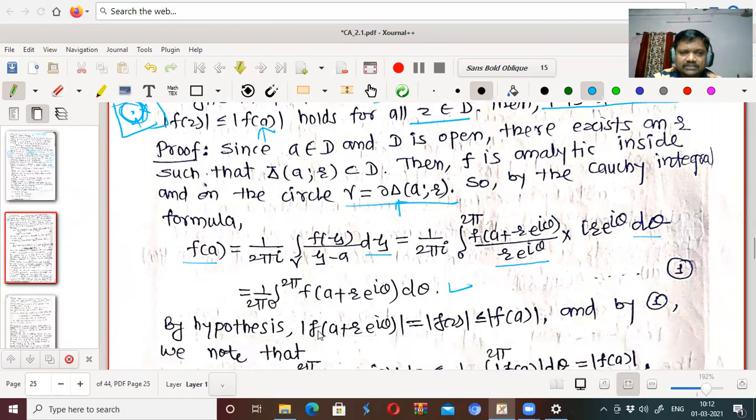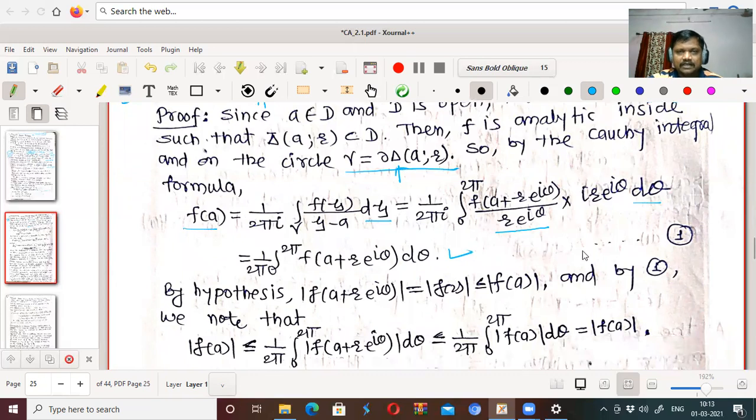Now by the hypothesis, modulus of F of z is less than or equal to modulus of F of A for all z in D. So by hypothesis, mod of F of A plus R e to the power i theta, this complex number, is equal to mod of F of z, and this is less than or equal to mod F of A. And by 1, we note that F of A is 1 by 2 pi integral from 0 to 2 pi of F of A plus R e to the power i theta d theta.